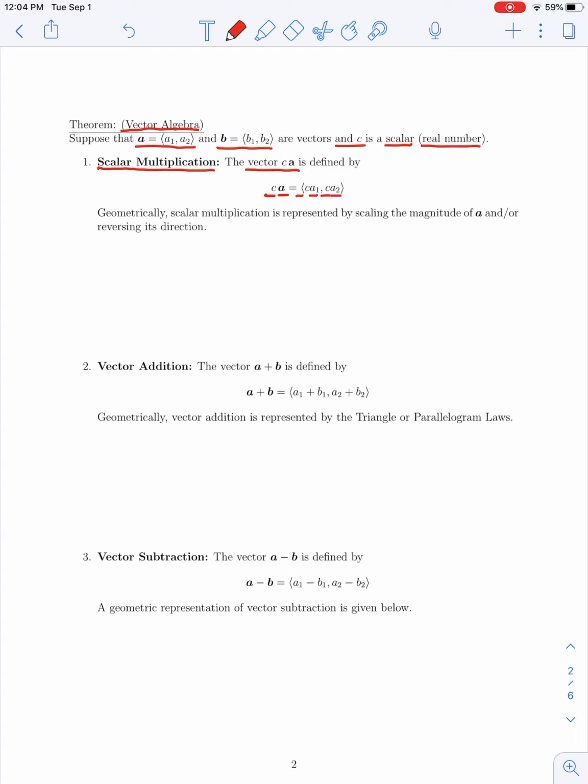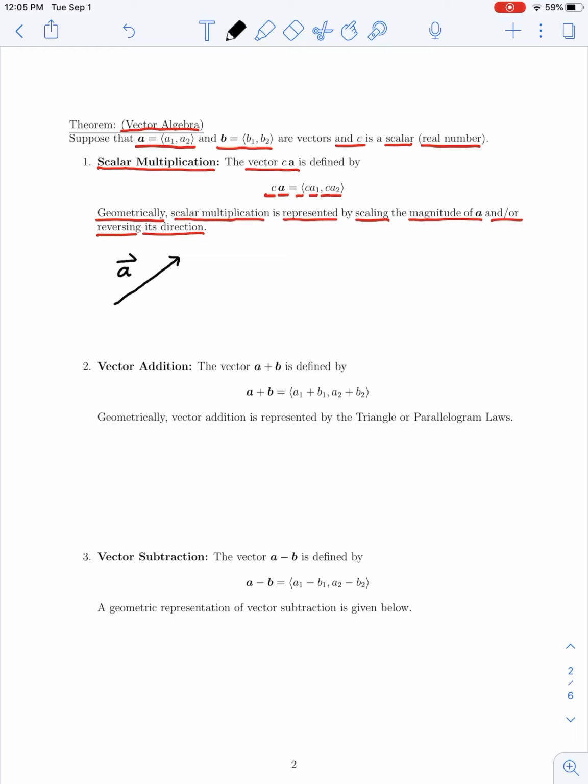So scalar multiplication is found by taking the components of a vector and multiplying each of those components by the given scalar. Let's think about what scalar multiplication represents geometrically. Geometrically, we would say that scalar multiplication is represented by scaling the magnitude of A, or the length of A, and/or reversing its direction. Let's think about what different scalar multiples of A would represent. Let's suppose that we have a vector A whose representation is something like this.